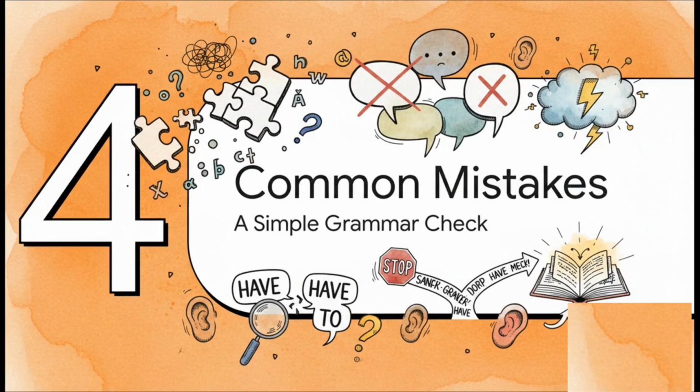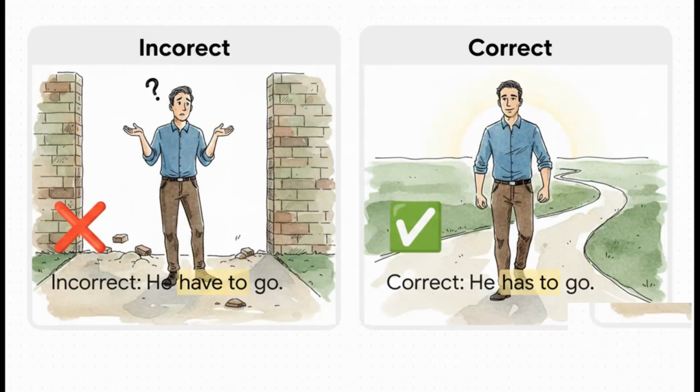All right, before we finish up, let's do a super quick grammar check on a couple of common mistakes. If you can fix these, your English will instantly sound much better. Okay, this is a big one. It's so tempting to say he have to go, but remember our rule. For he, she, or it, we've got to use has to. So the correct way is always he has to go.